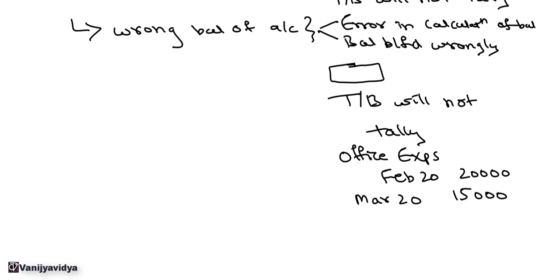But the other effect of the office expenses is taken care of either in your bank account, cash account or creditors account. So in this case, the trial balance will not tally. Now the next type is compensating error. Now, as the name itself suggests, compensating error. So the errors that compensate each other.